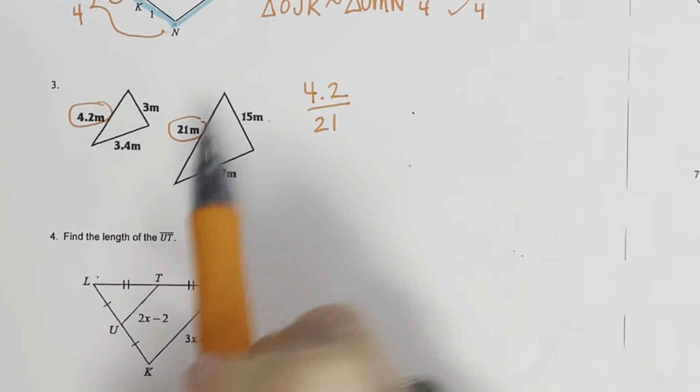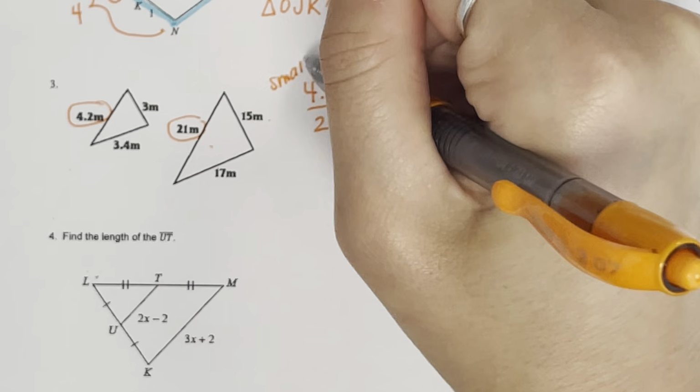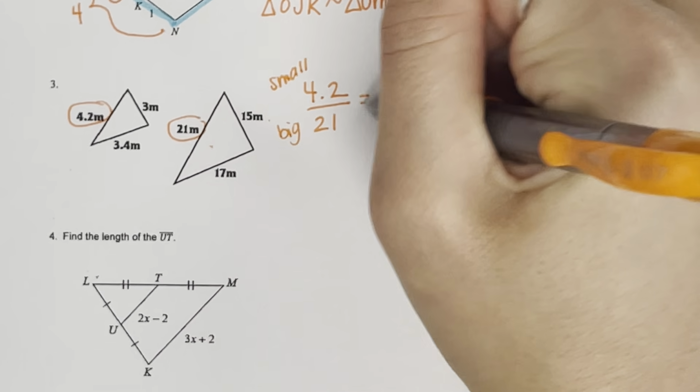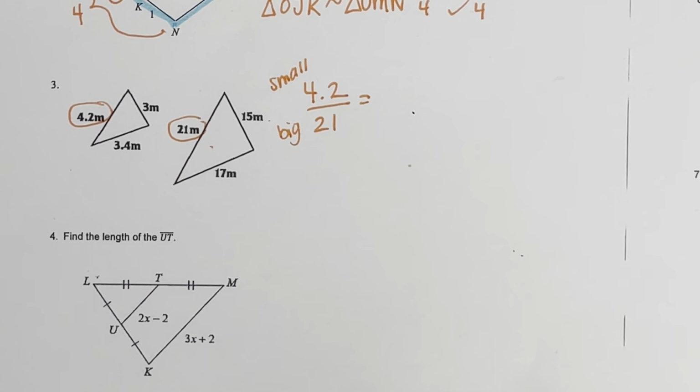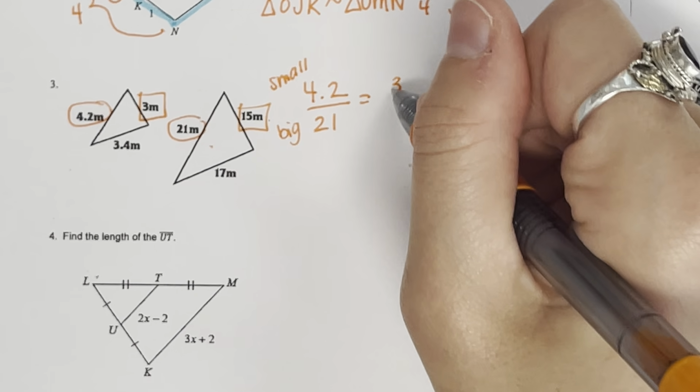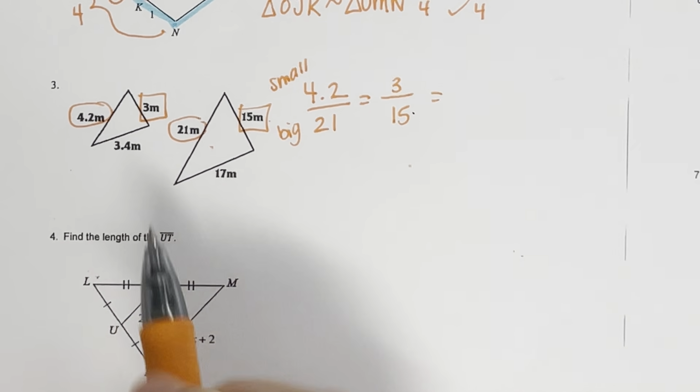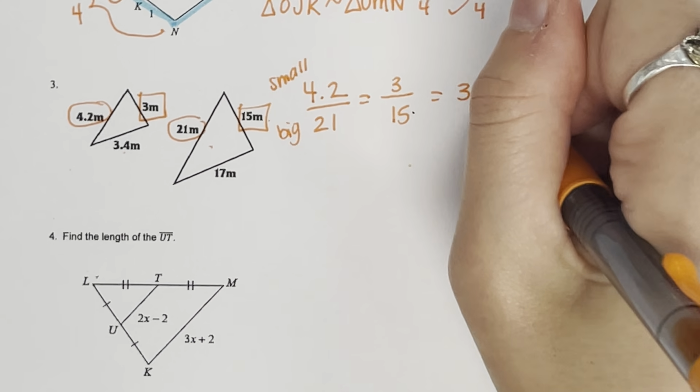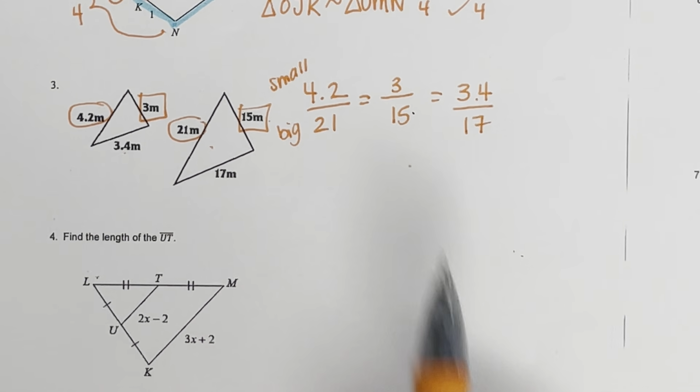So I'm doing the small one divided by the big one, essentially, the small triangle divided by the big triangle. And so whatever order you pick, you have to keep the same order for the rest. So 3 matches up with 15. And then 3.4 matches up with 17. So I'm going to take my calculator.